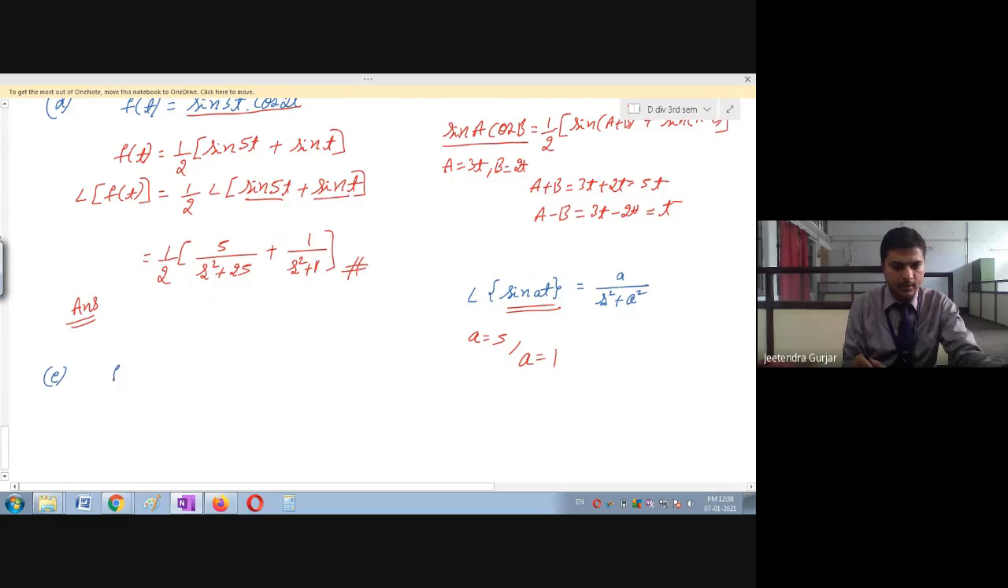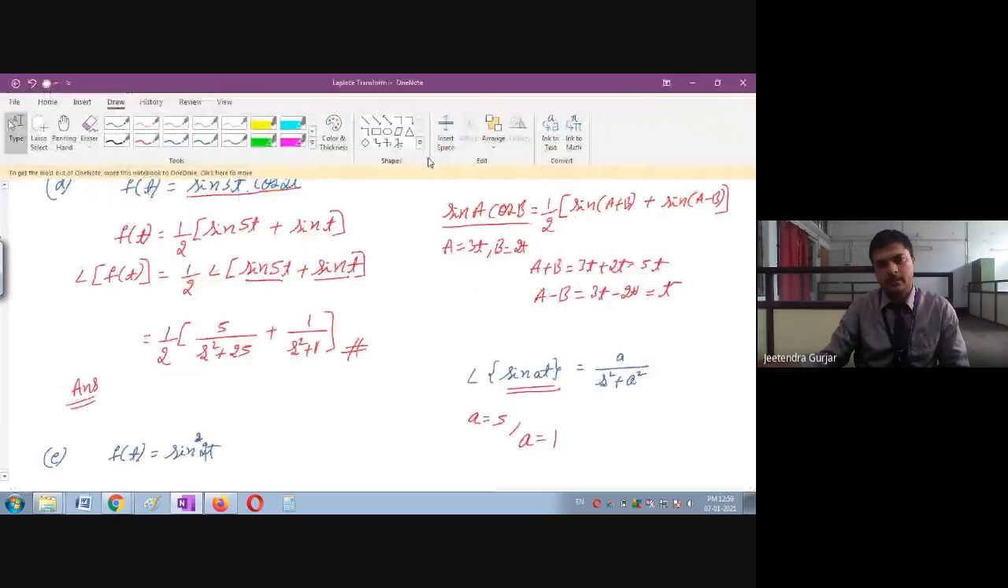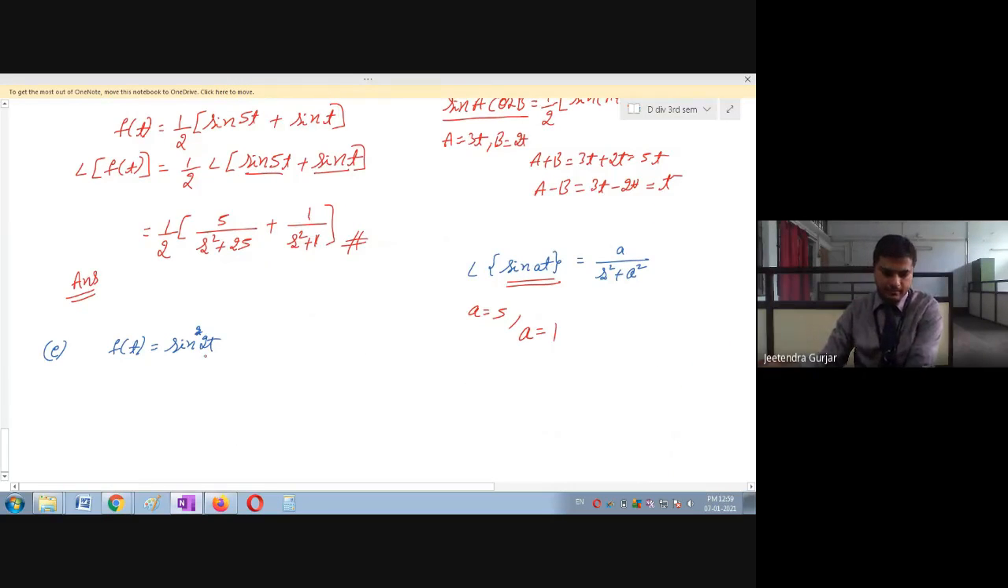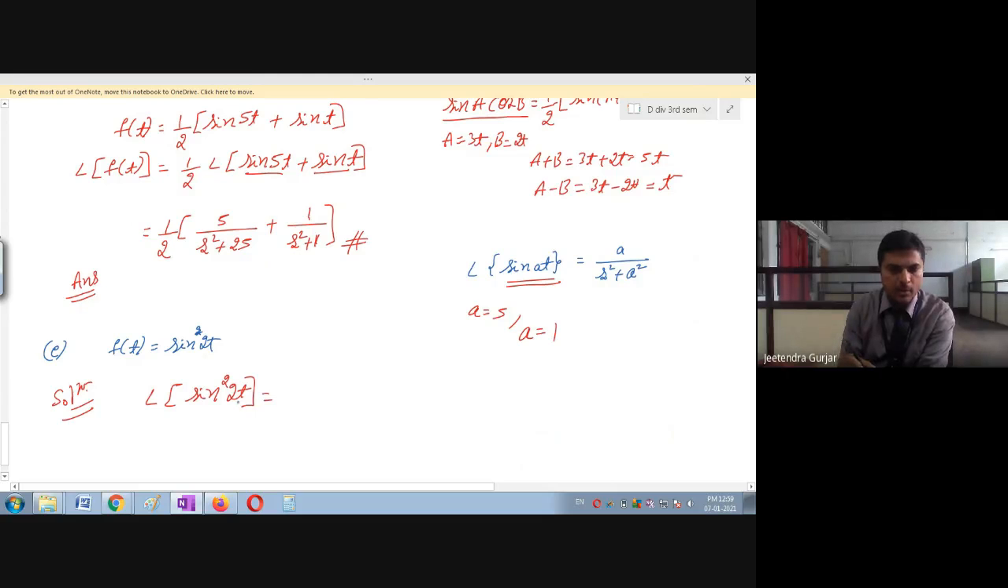So next you can see f of t is equal to sine square 2t. Is it clear? So how are you going to simplify this example, students? You are going to think, right? You can see we don't have any formula directly for this. So what I am going to do, I'm going to use a formula that will not have a square. If there is a square, we cannot simplify. So how are we going to solve this example? What will be the Laplace transform of sine square 2t? Again I have to modify. How am I going to modify, students?